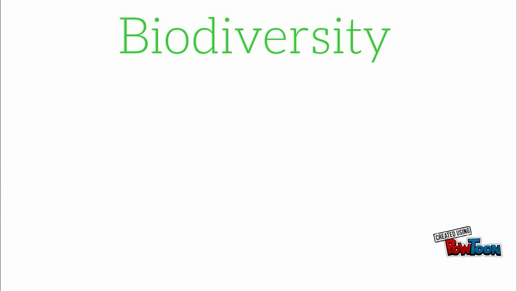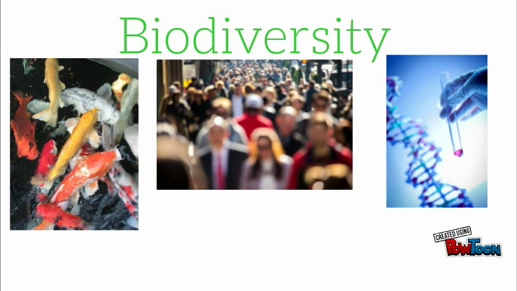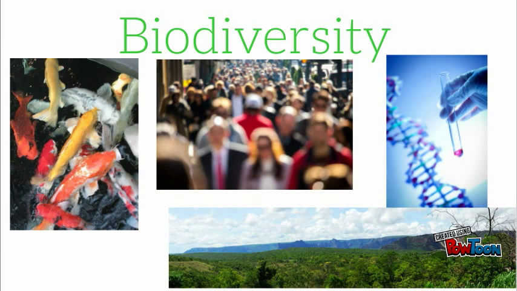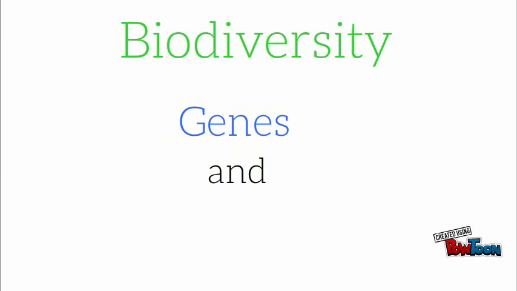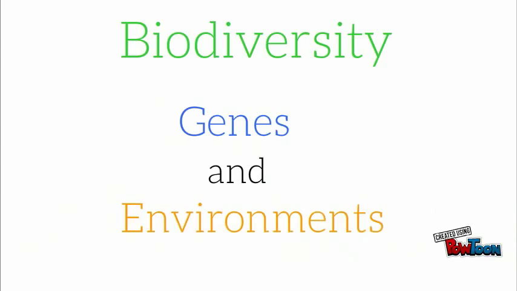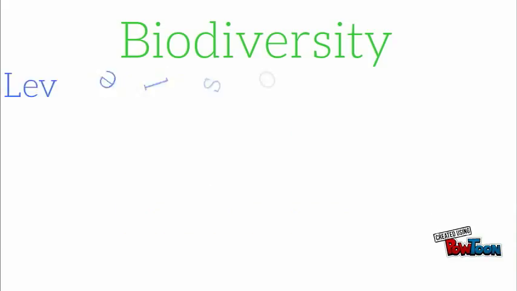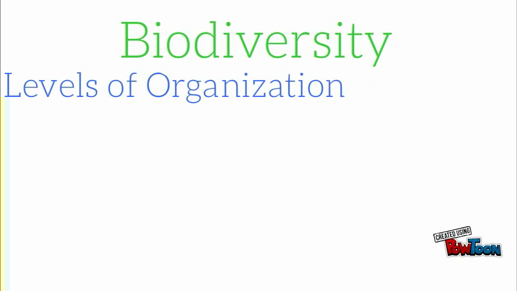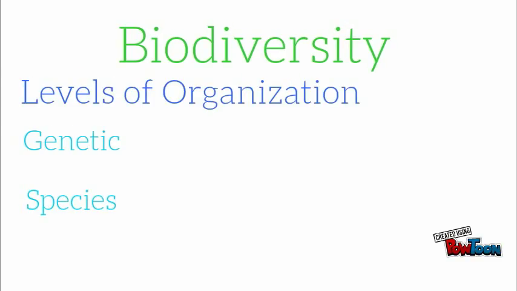Biodiversity is basically the variety of genes, species, populations, and ecosystems on our Earth. Like how humans have different genes and live in different environments, so do other organisms. Let's start out with identifying how biodiversity works on different levels of organization. The different levels of organization playing into biodiversity include genetic, species, and ecosystem biodiversity.